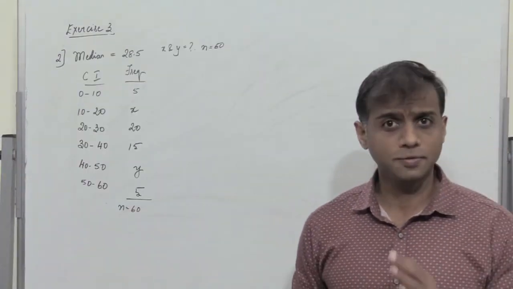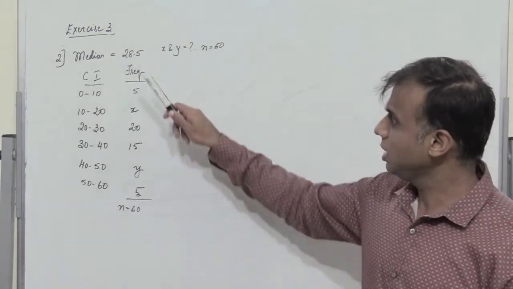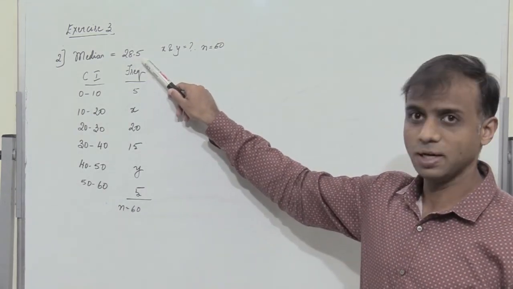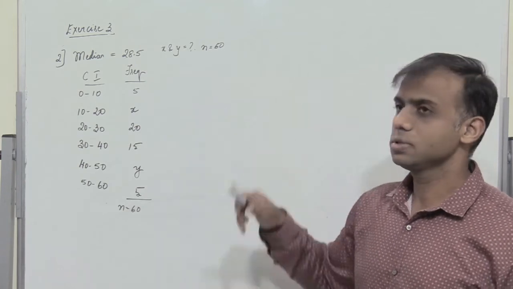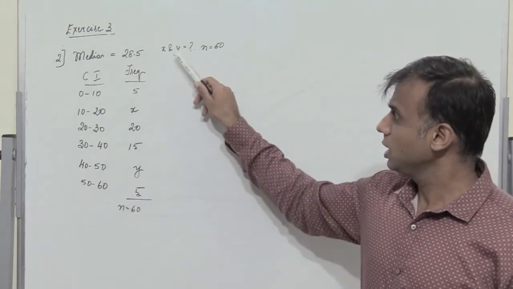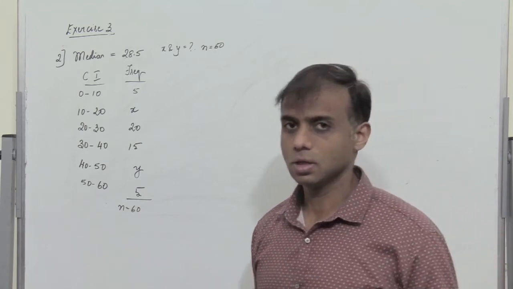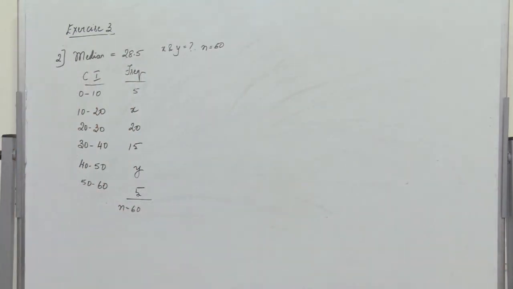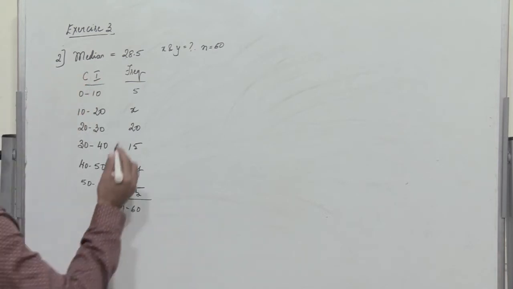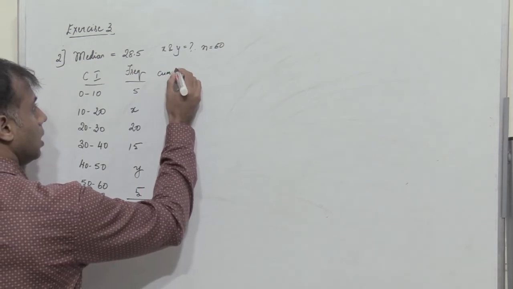The second problem is a very interesting problem. Here the median value is given to be 28.5 and n is equal to 60, right? We need to find the values of x and y. So how do we do that? Given the frequency of each of these class intervals, I have written Ci for class interval. Let us find the cumulative frequency.